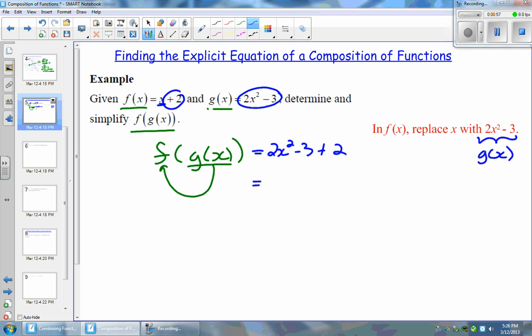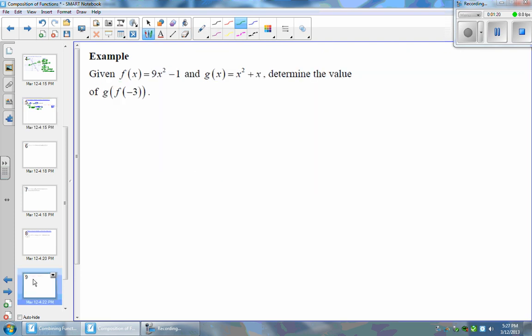Then from here, you're going to go ahead and simplify. So you're going to combine any like terms that we have here. We do have like terms, and that's negative 3 and positive 2. So therefore, f of g of x is equal to 2x squared, negative 3 plus 2, which gives you negative 1. So there's the composition function right there. And so let's actually work on a different example in my next slide here.